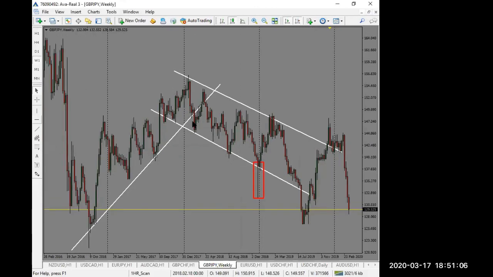Basically, it's going to be easy, as I said, to spot when the trend has been broken. You can see prior to this downward slope, there was an upward slope where the swing lows were going higher and higher.